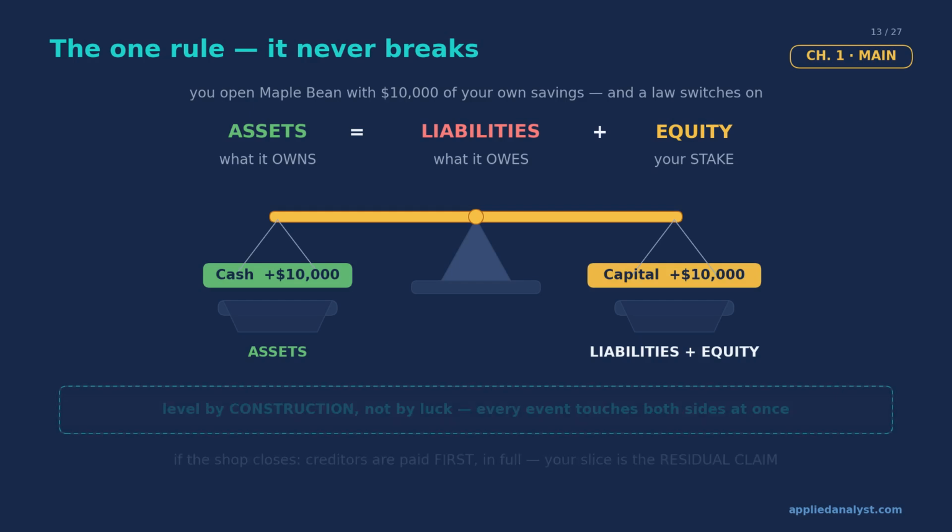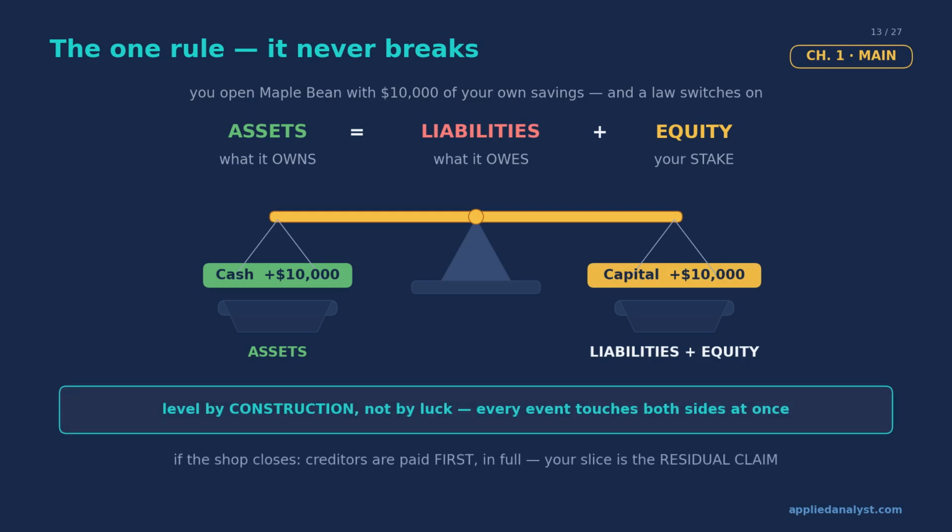The scale is not level by luck, it's level by construction, because every event that ever touches this shop will touch both sides at once, or two things on one side in opposite directions. One more thing while the scale is fresh. If the shop ever closes, creditors are paid first, in full. Your slice is whatever remains. That's why equity is called the residual claim.